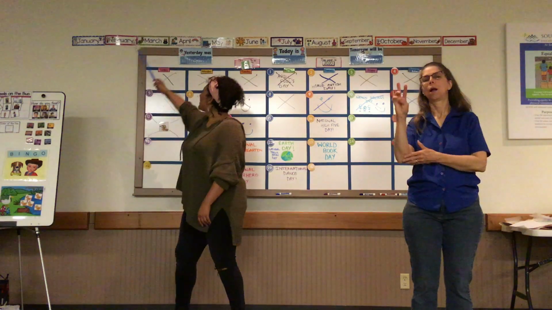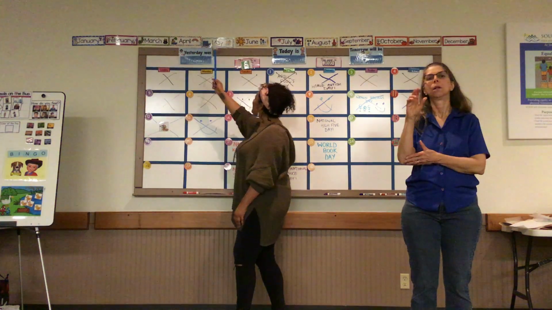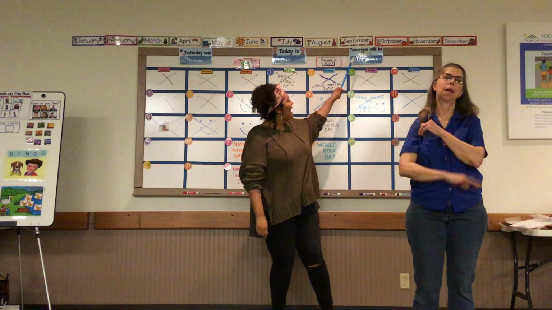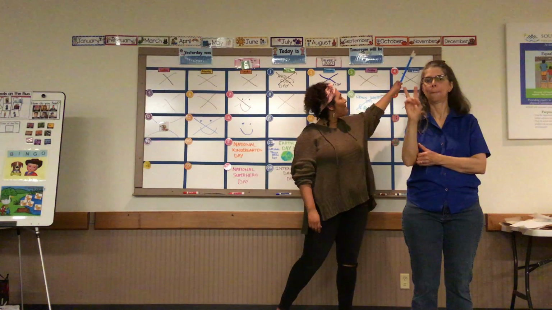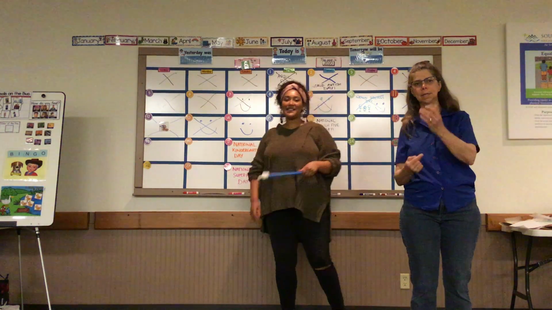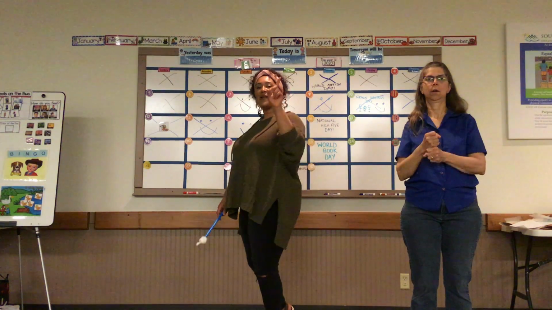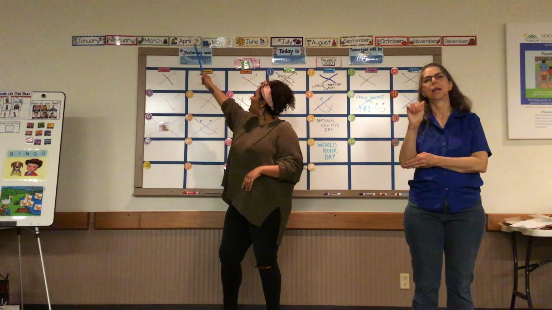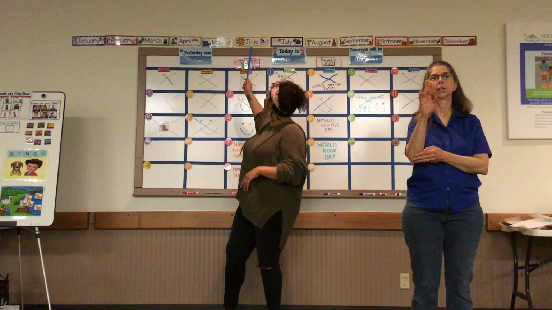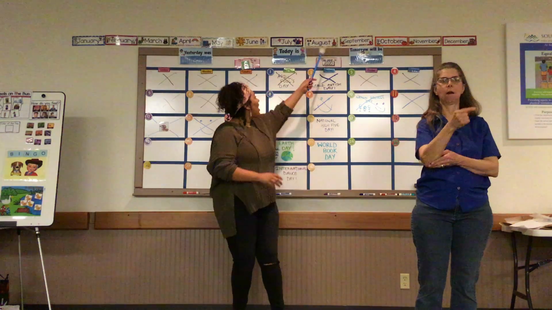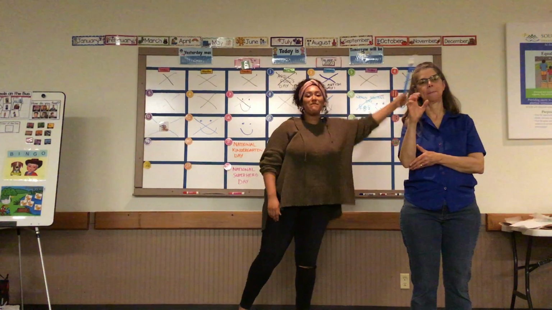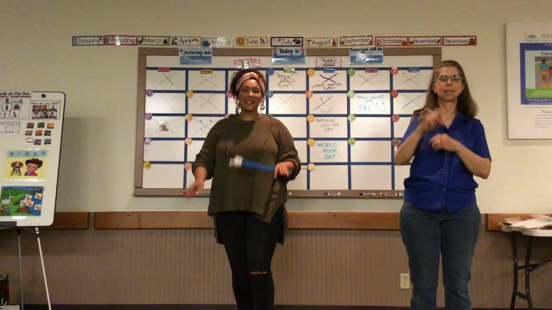January, February, March, and April, May, June, July, and August, September, October, November, December. These are the months of the year. One more time. January, February, March, and April, May, June, July, and August, September, October, November, December. These are the months of the year.